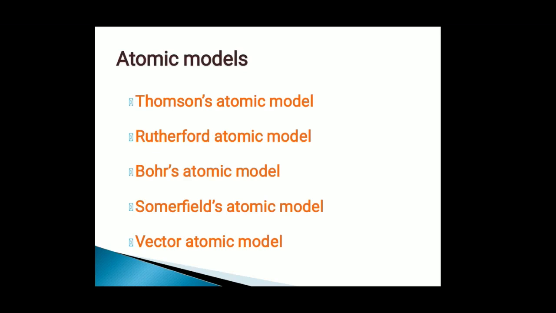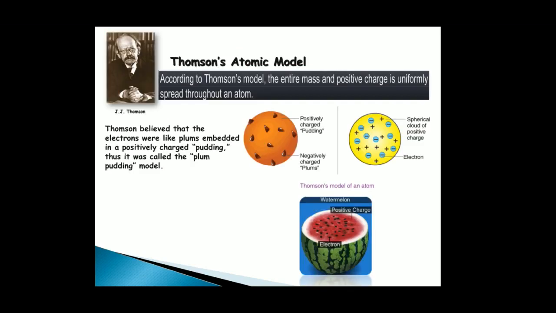After this we have the Bohr atomic model, proposed to overcome the demerits of the Rutherford atomic model. Then we have Sommerfeld's atomic model and the vector atomic model. These last two are quantum mechanical models. In this chapter we are going to discuss Thomson's atomic model, Rutherford's atomic model and Bohr's atomic model. Let us discuss the first one, Thomson's atomic model.